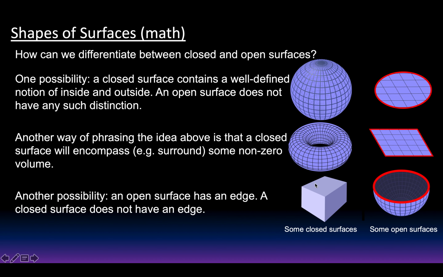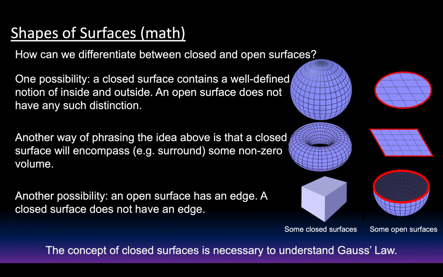Even if we're walking along the surface of this cube, we walk along the top face of the cube, and then we come to the corner of the face, but then we just are turned and walking down the side face. On the other hand, if we are walking along this hemisphere, we will eventually encounter the edge of it. The concept of a closed surface is going to be very necessary for understanding Gauss's law.